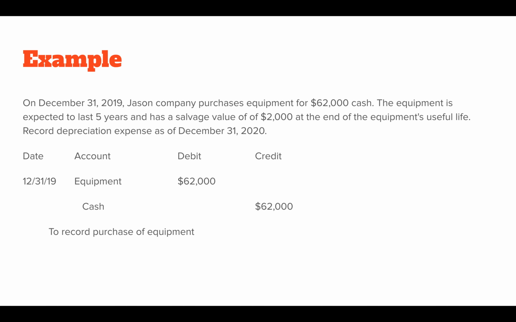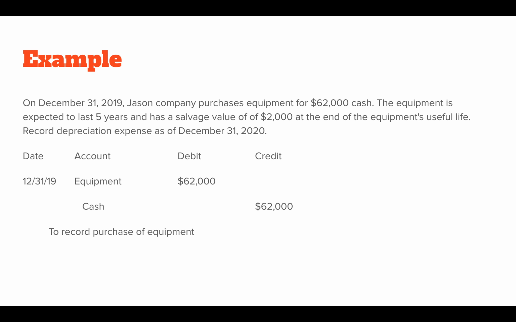So let's look at an example to better understand this concept. On December 31st, 2019, Jason Company purchases equipment for $62,000 cash. The equipment is expected to last 5 years with a salvage value of $2,000 at the end of the equipment's useful life. Record depreciation expense as of December 31st, 2020.